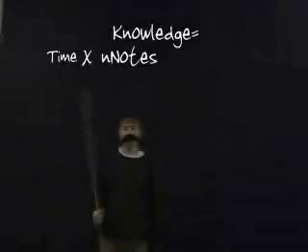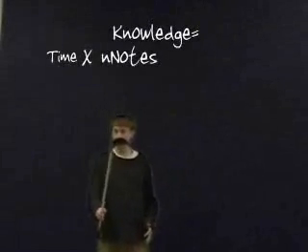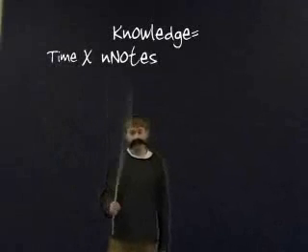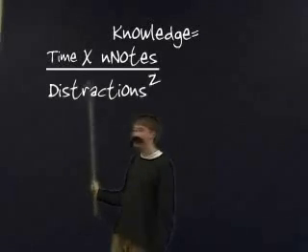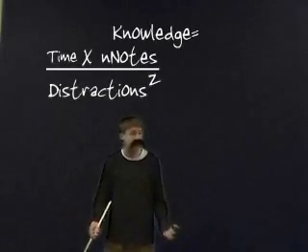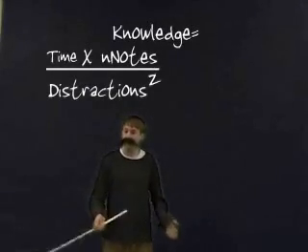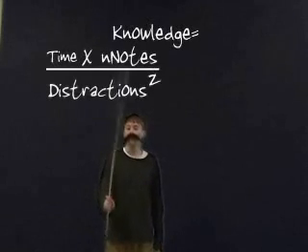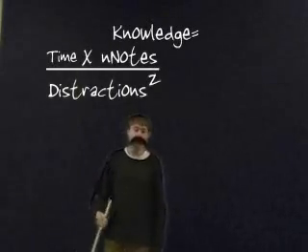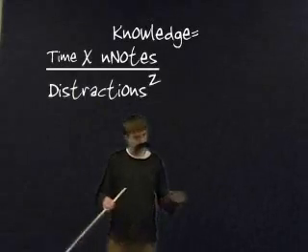That is important. Now, all of that which we have up here, the time and the notes, is going to be divided by the distractions you have squared. You know, distractions can be anything like watching the TV, having your chores, etc. But try to limit those because that is a very determining factor in this equation. Yes? But then, we are not done. We are not done.